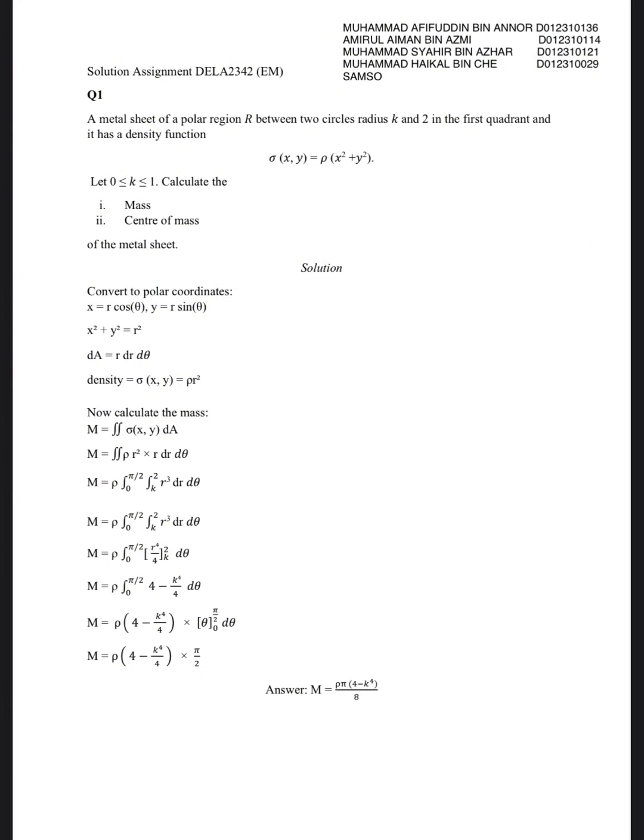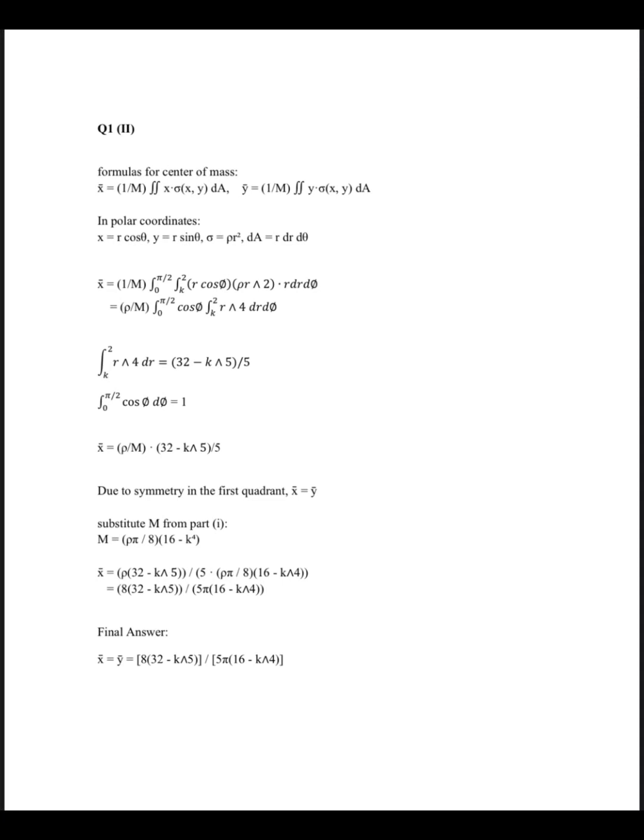So the density function becomes rho r squared. The limits of integration for r go from k to 2, and for theta from 0 to pi over 2, because it is only for the first quadrant. Now we set up the mass integral using polar coordinates. We include the data and the function into the formula, integrate, and we get the answer. Mass is equal to density pi times 4 minus k to the power of 4 over 8.